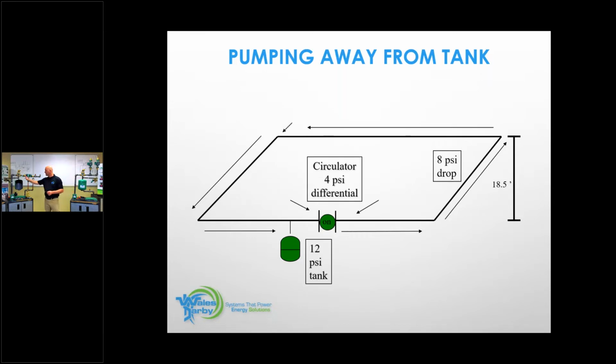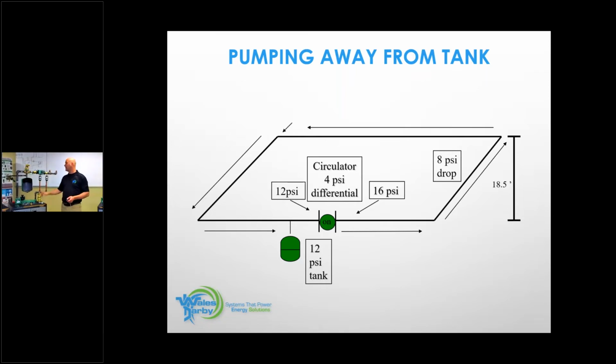The circulator does create my 4 PSI differential, but in this scenario now, my positive side, which is where I want my pressure to be elevated, goes to 16. There's my 4 PSI differential. The backside will stay the same. Point of no pressure drop. So I have backside of my circulator, no pressure drop.